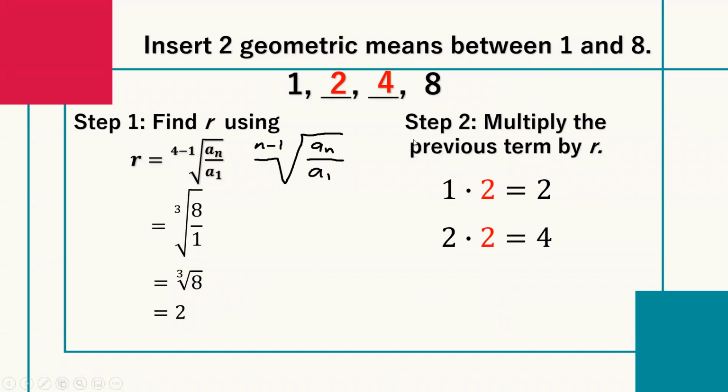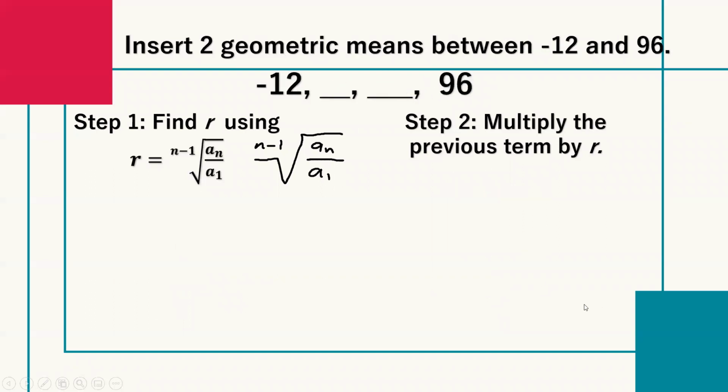So we have 4 times 2, that is equal to 8. Okay? Another example. Insert two geometric means between negative 12 and positive 96. Okay, first, step 1. Find the common ratio using the formula r is equal to the n minus 1 root of a sub n over a sub 1.